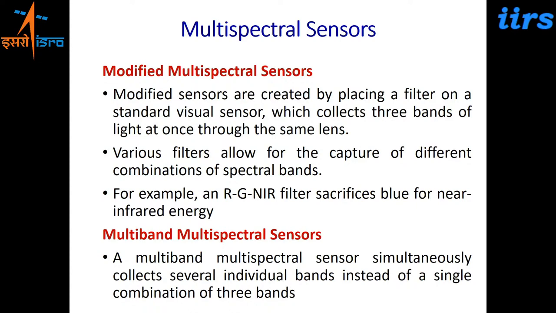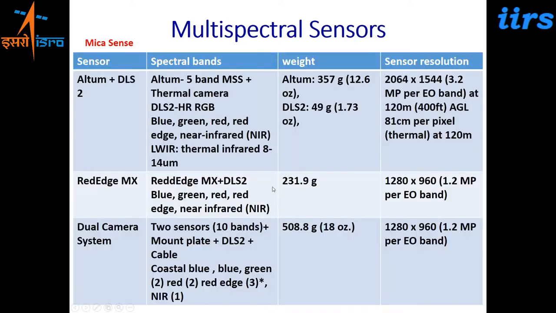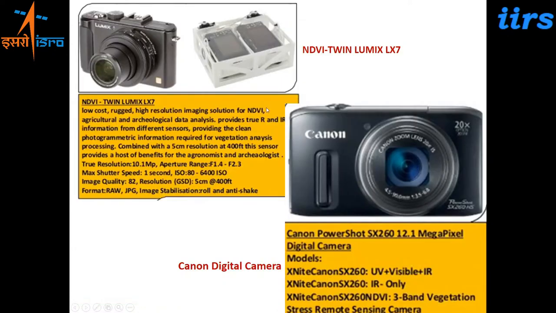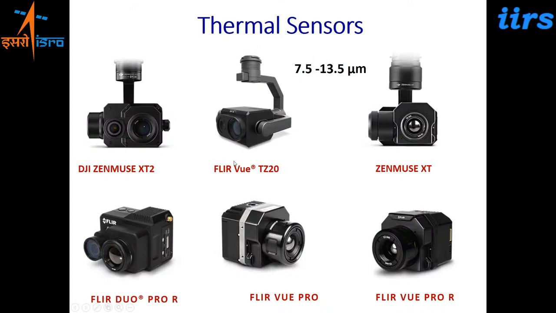Whereas with the multi-band spectral sensor, you can simultaneously collect data in 5-band, 6-band, 10-band. So various versions of these multispectral cameras are available. These are a few companies from where you can get these multispectral cameras with various wavelength ranges, which we can compare with satellite-based observations also. You can also get sensors which can directly give you an NDVI output from these acquired images. And this is a range of thermal sensors available from different companies, operating in the wavelength region from 7.5 to 13.5 micrometers.